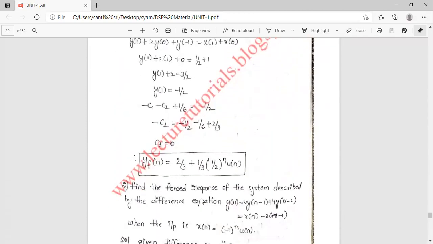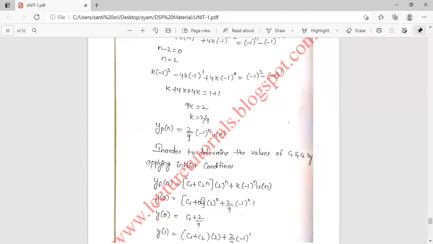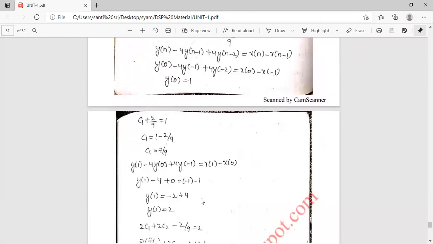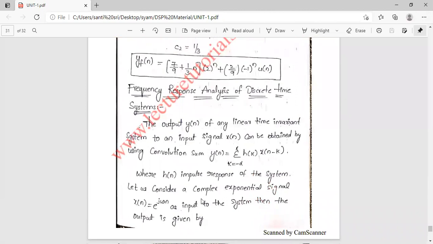After that, we discussed the frequency response analysis of discrete time systems. Here, the output y of n of any linear time invariant system to an input signal x of n can be obtained by using the convolution sum, that is y of n equal to sigma k equal to minus infinity to infinity h of k into x of n minus k. Okay, so h of n is nothing but the impulse response of the system.